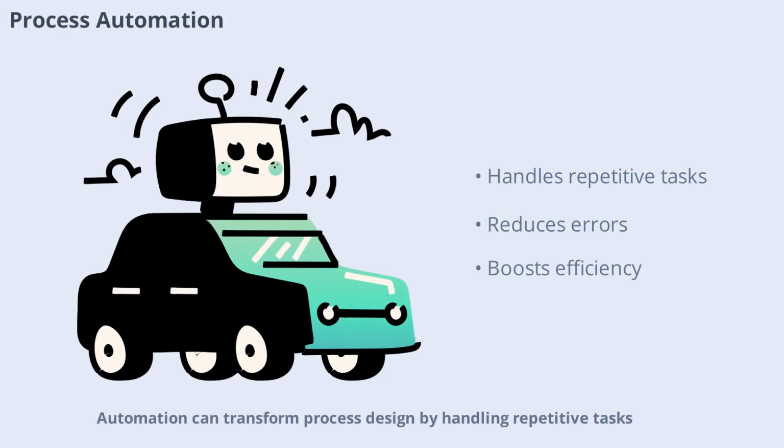Automation can transform process design by handling repetitive tasks, reducing errors, and freeing up employees for higher-value work. From robotic process automation (RPA) to AI-driven decision-making, automation tools can boost efficiency and accuracy. It's important to evaluate which tasks are best suited for automation and ensure a smooth integration with existing workflows.